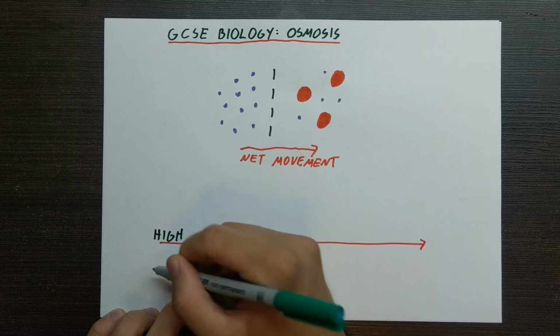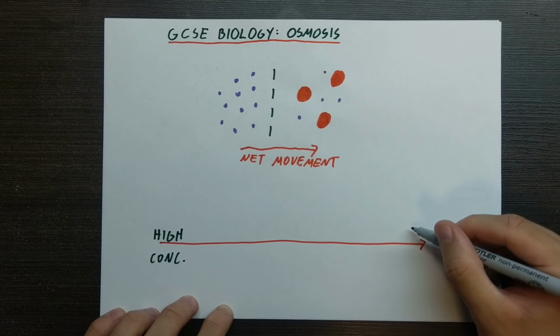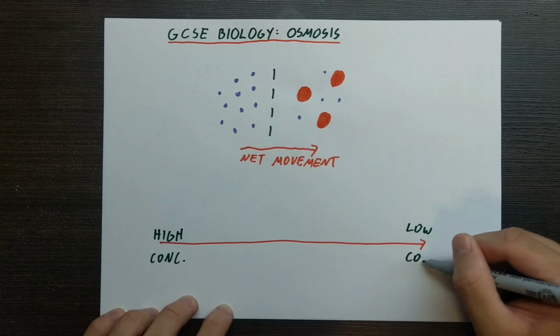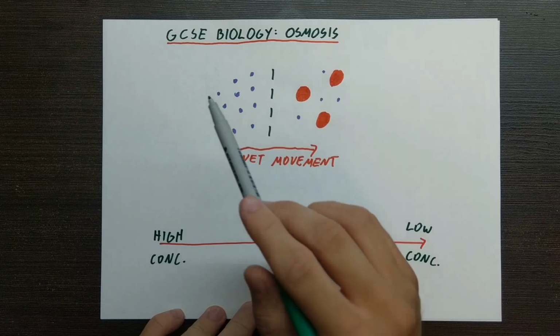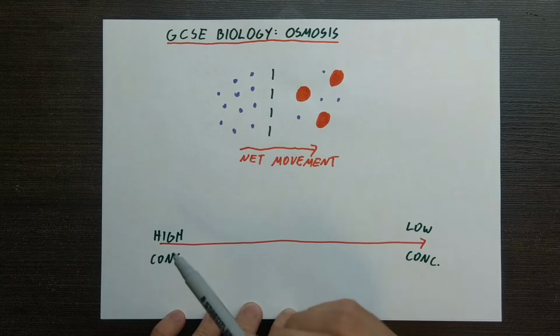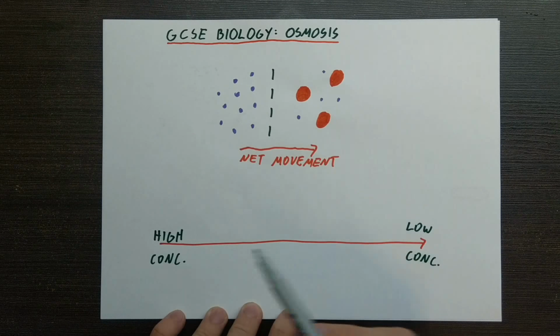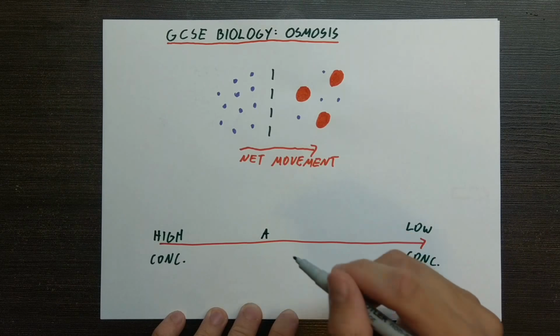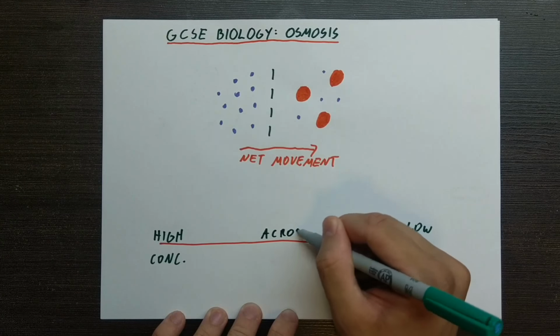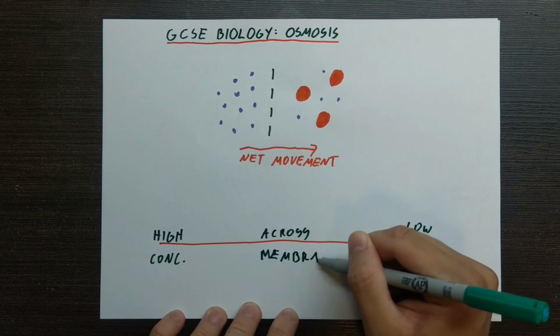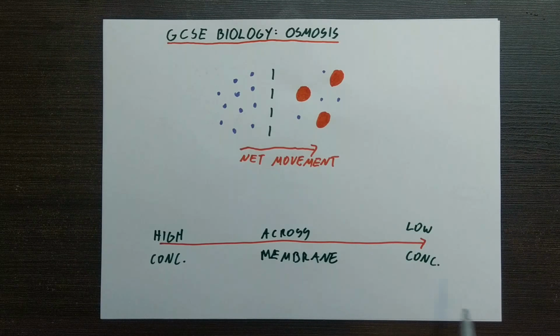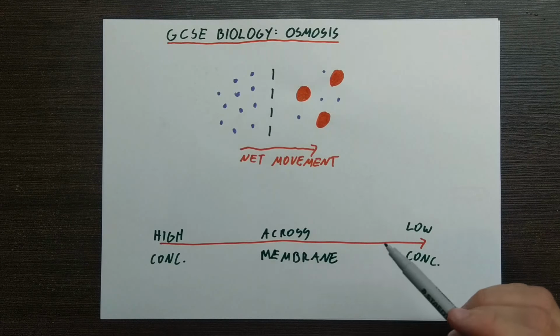I'm gonna write it down for you. To area of low concentration. And we always, in osmosis, according to the definition of osmosis, it is a movement of water from high concentration to low concentration down the concentration gradient across a semi-permeable membrane. Okay, so that's my sort of picture that should help you quickly remember the definition of osmosis.